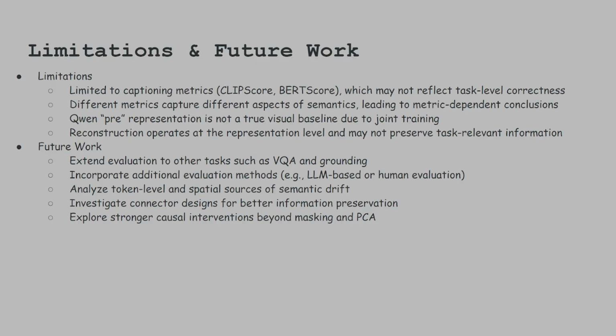For future work, we can try a different dataset, use different evaluation methods, and analyze the token level or the spatial source of the semantic drift. Also, we can try a different connector design to see if a connector with lower information loss gives us better results, and we can look at different ratios of the low-rank reduction. Why is there a difference?